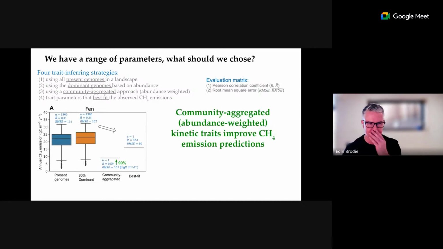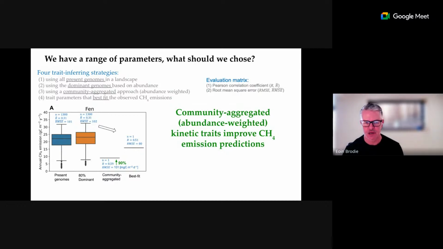And basically the short version of this is, if we use all genomes present, we obviously got a wide error, much more error in prediction, and our correlation is pretty low, 0.3 for both the two locations, the bog and the fen. If we use the 80% dominant, so assuming that just the abundant genomes matter, we still have a lower agreement with the observations and a relatively high error.